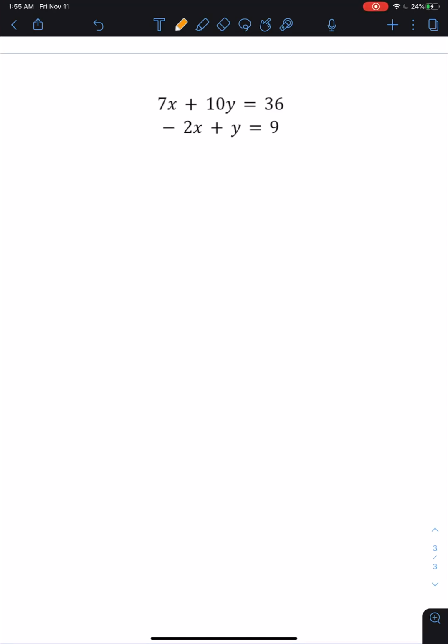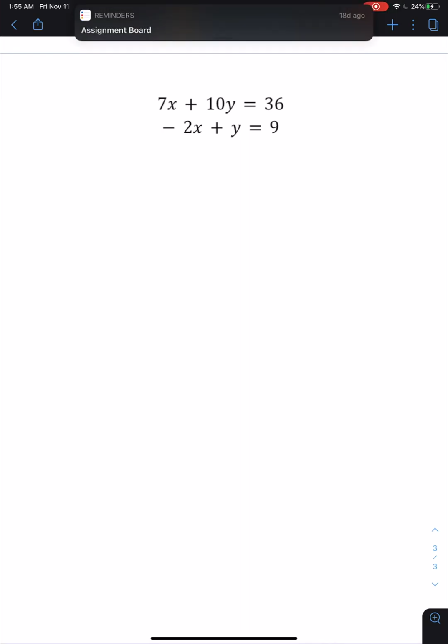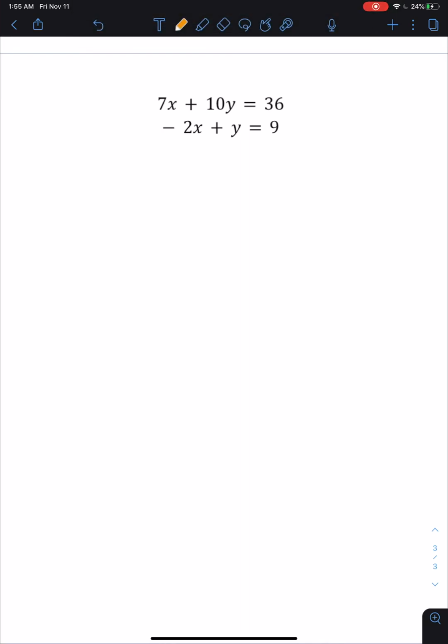In this problem, we're given two equations, so we call this a system of equations, meaning there's more than one, and we're looking to solve for both variables, x and y. So we have 7x plus 10y is equal to 36, and negative 2x plus y is equal to 9. A strategy that would be really good here is substitution.